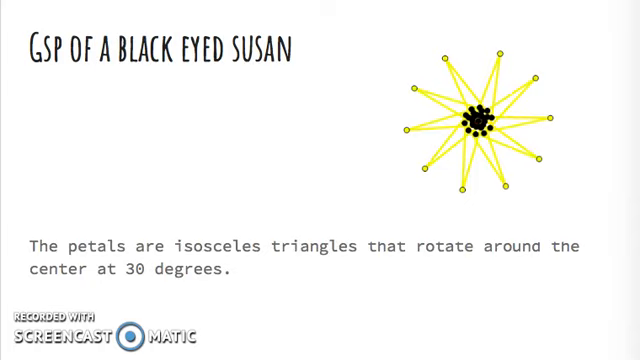So then here's my interpretation. I made a black-eyed Susan on Geometry Sketchpad. I made an isosceles triangle and I rotated it around the center point by 30 degrees because the petals are pretty close together, and then I added some more black dots for the center.